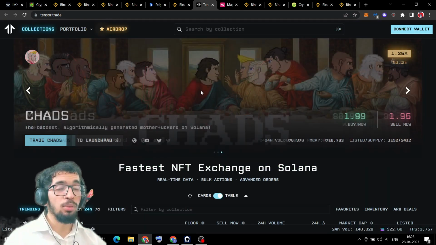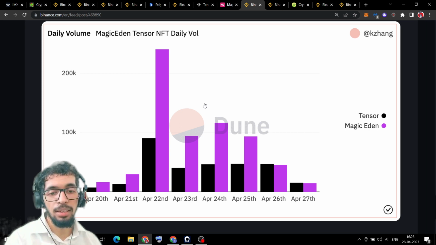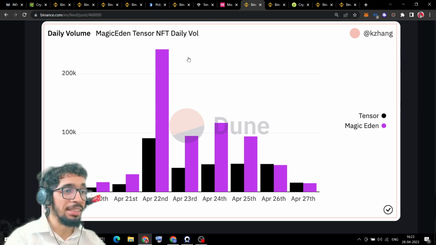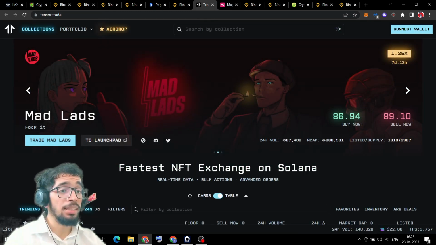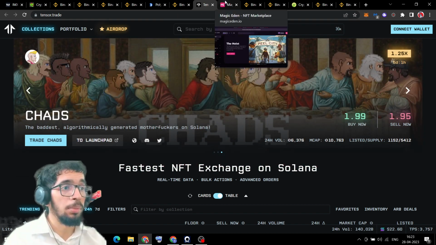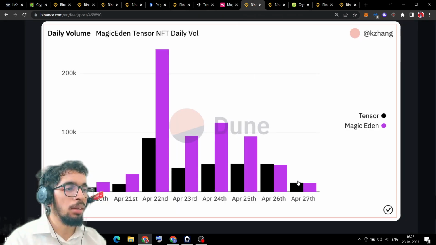So what will this do? It's probably a positive thing for when tensor releases their token, which I think they will probably release. The token we have to watch. But till then, tensor is winning a little bit. It's the highest in trading volume.